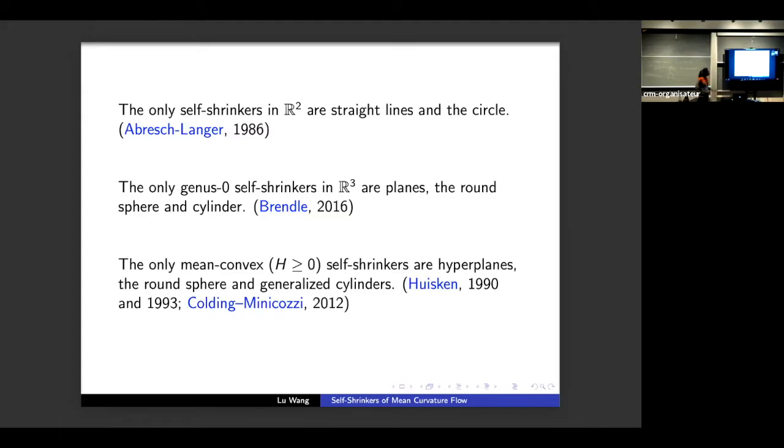It is about mean convex self-shrinkers. Mean convex means that the mean curvature is bigger than or equal to zero. Then you can show that it has to be a hyperplane, round sphere, or generalized cylinder. This was first proved by Huisken. In his 1990 paper, he proved this claim for closed mean convex self-shrinkers. Then in a later paper, he extended this result to non-compact mean convex self-shrinkers, but he needed to assume that the second fundamental form, or the curvature, of the self-shrinker is uniformly bounded.